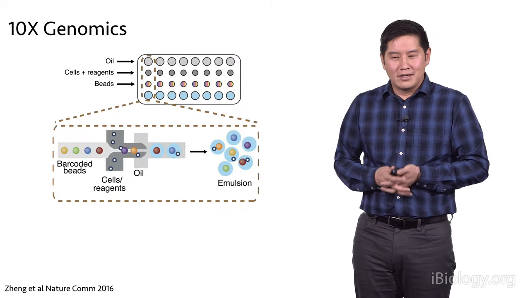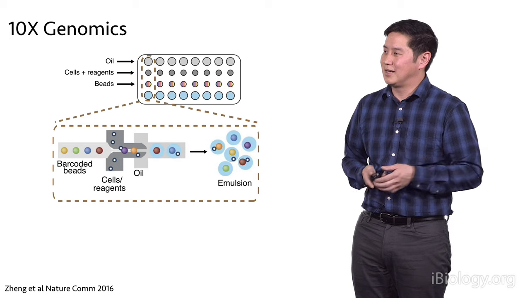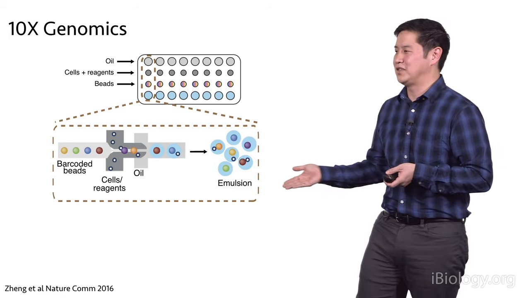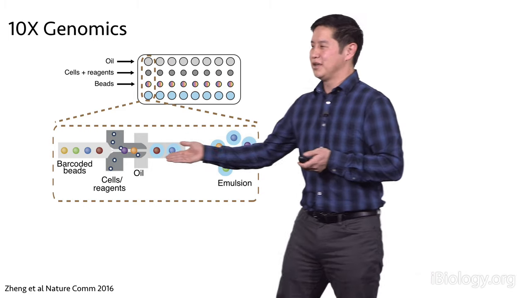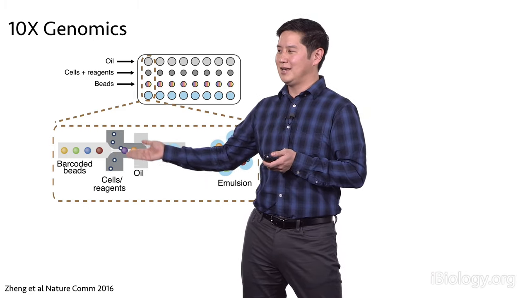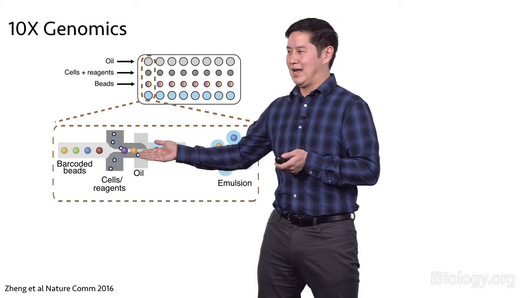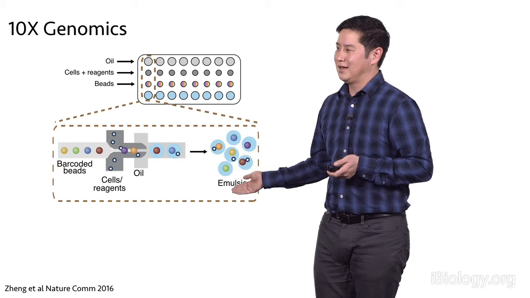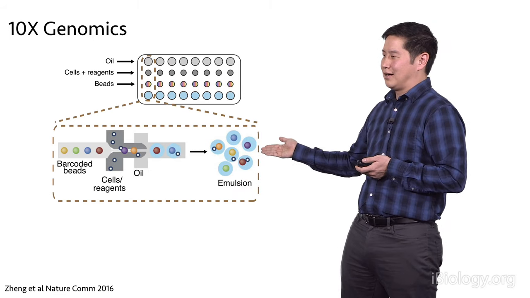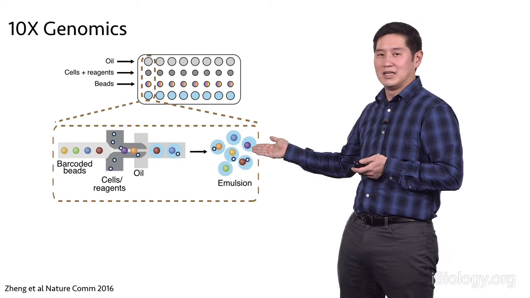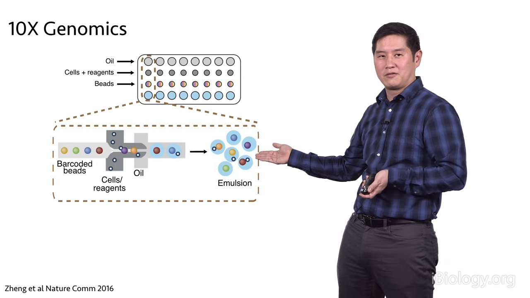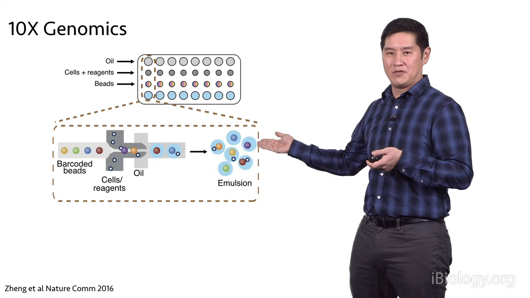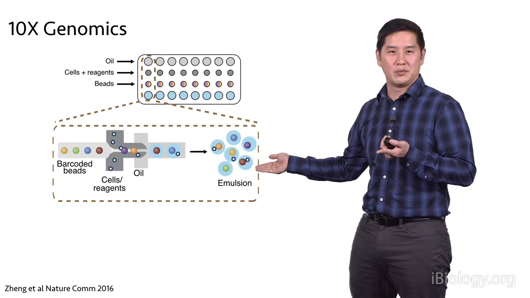So about a year or two after Drop-seq came out, 10x Genomics, a commercial company, came up with a very, very similar method. If you take a look at it, it looks extremely similar. You have barcoded beads that flow in from the side, cells and reagents come in, and then those get mixed, and then oil comes in to generate an emulsion. But you can see in this picture, most of those droplets contain a bead, and it's because they were able to engineer both their microfluidic device and these beads so that greater than 90% of the droplets contain one bead and only one bead.